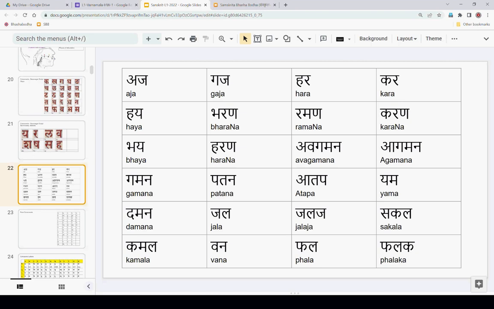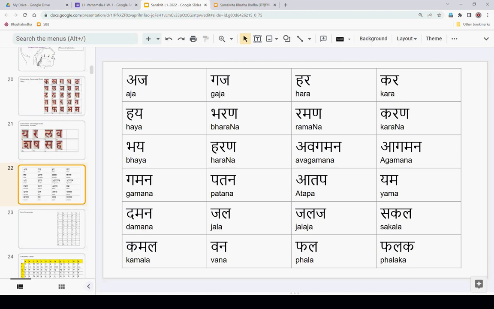Hara could also be anybody's name. And Kara is hand. Yeah. Aja is goat. So every word has a meaning, in the sense of some logical etymology to it.